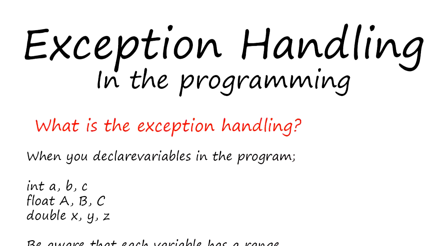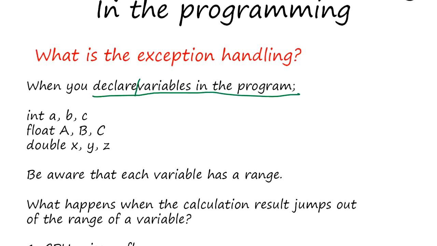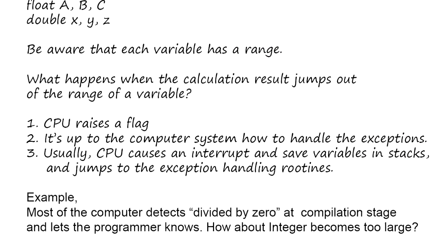Exception handling in programming. What is exception handling in programming? Well, when you declare variables in the program, like integer ABC, float ABC, double XYZ, beware that each variable has a range. And what happens when the calculation result jumps out of the range of a variable, the CPU raises a flag.